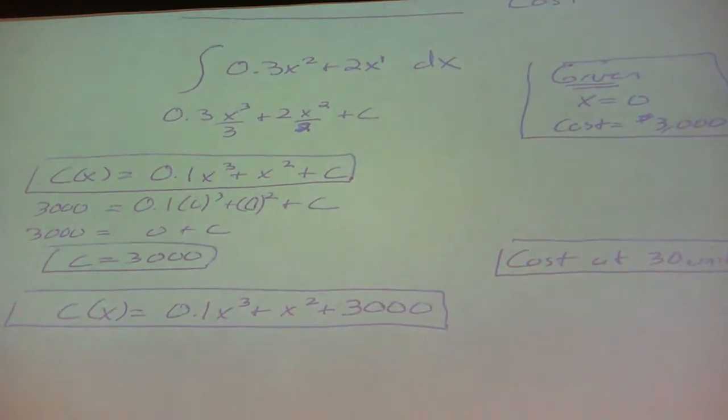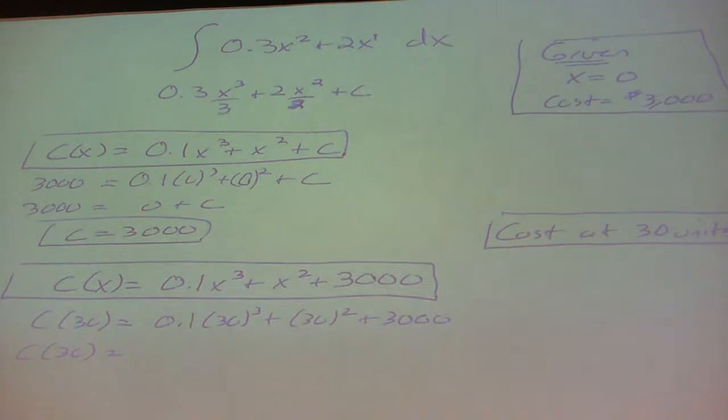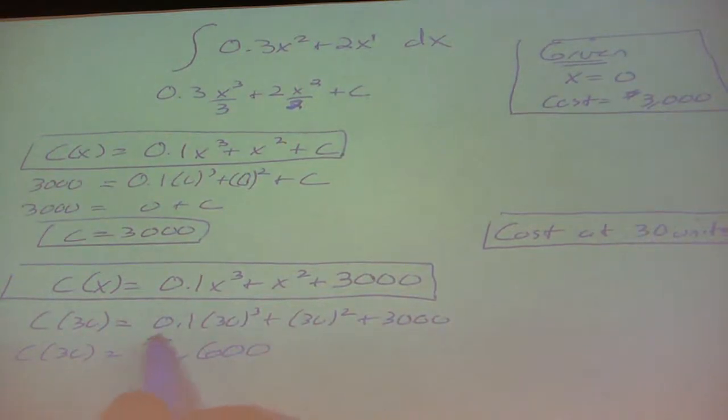And now that you have your cost function, can I tell you how much 30 units are going to cost? Yep, what do you do? You plug the 30 in. Okay? And then we can say 30 units will cost $6,600. You okay?